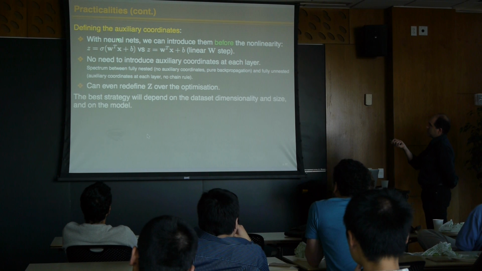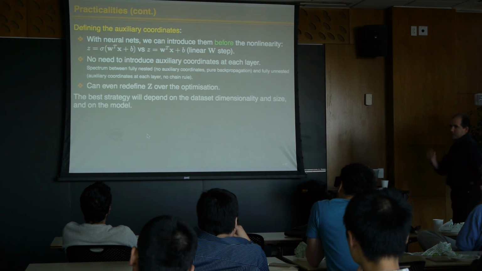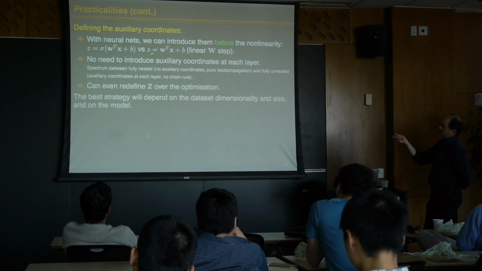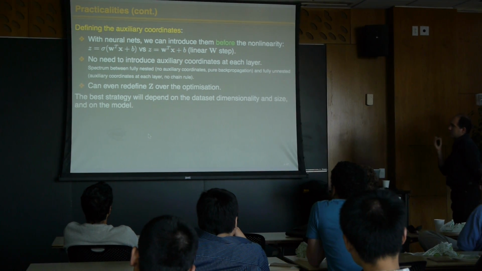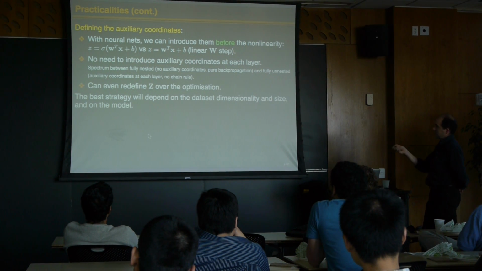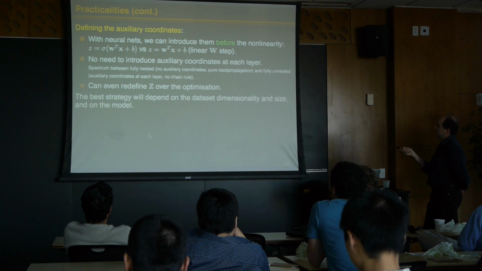Okay, the way of introducing auxiliary coordinates, as I say, one way is at each layer, but that's not the only way. For example, you don't have to introduce coordinates at each layer, or you can introduce them before the sigmoid, in which case you get a linear W step, for example. There are many variations there. You can even redefine the set over the optimization, because it is just a mathematical construct.